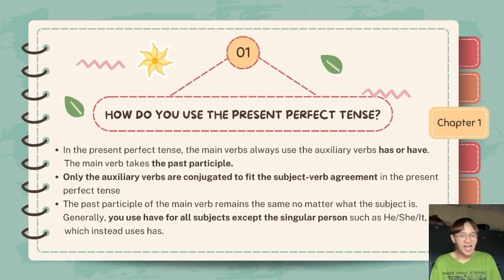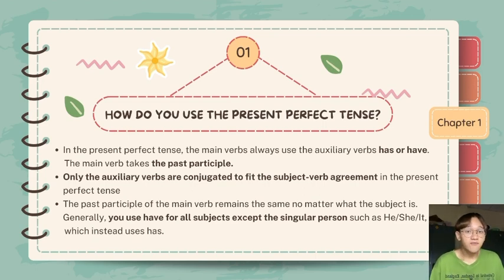Chapter 1. How do you use the present perfect tense? In the present perfect tense, the main verbs always use the auxiliary verbs has or have. The main verbs take the past participles. Only the auxiliary verbs are conjugated to fit the subject-verb agreement in the present perfect tense. The past participles of the main verb remain the same, no matter what the subject is.